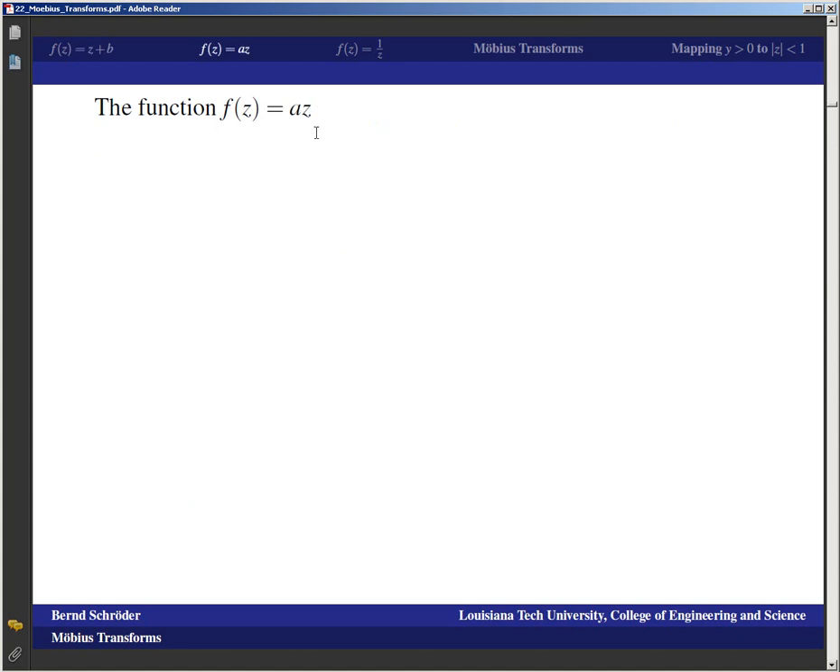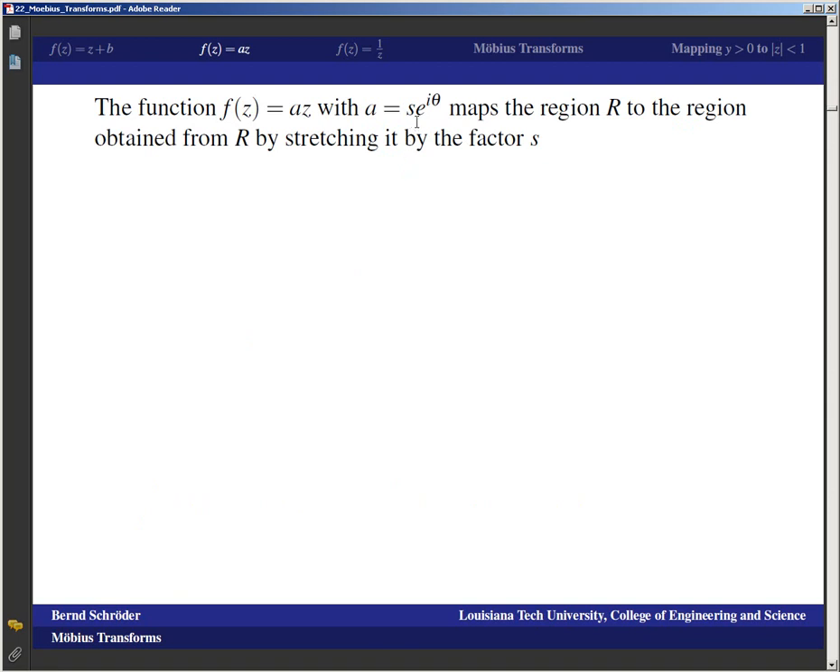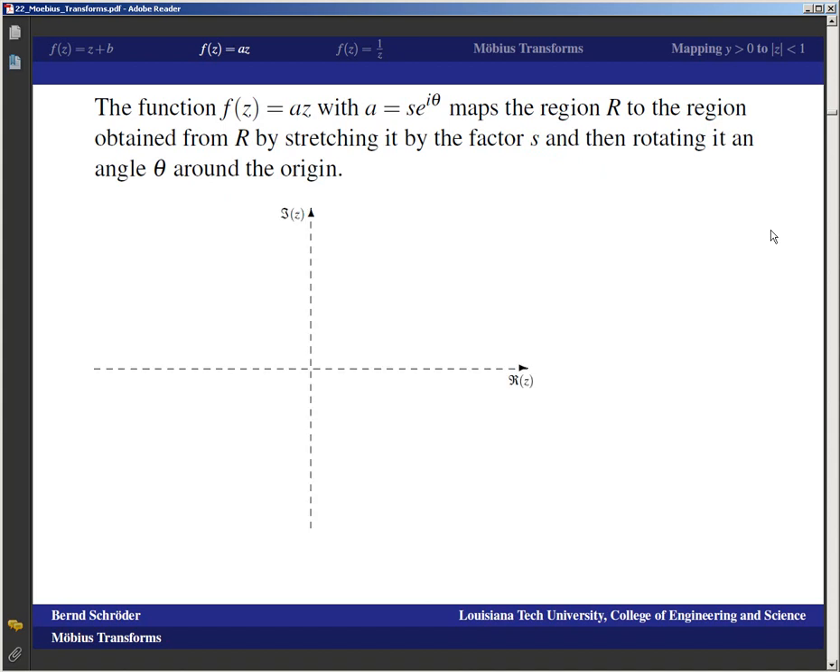Okay, the function f of z equals az is a little bit more complicated. Let's just say that a is equal to s times e to the i theta. That maps the region R to a region obtained from R by stretching it by the factor s, right? That's why I call this thing s. It's a stretch factor. And then rotating it by an angle theta around the origin, because multiplying by e to the i theta, we know that that is a rotation.